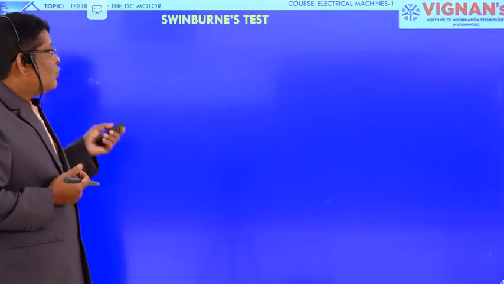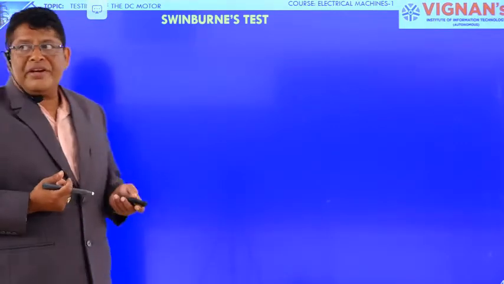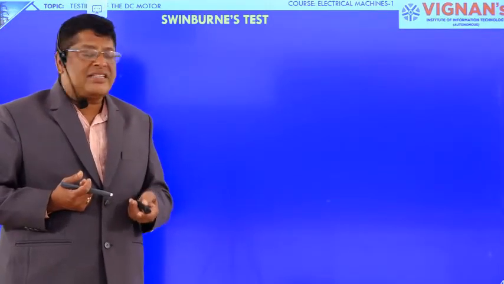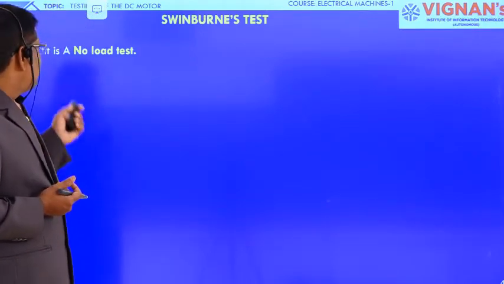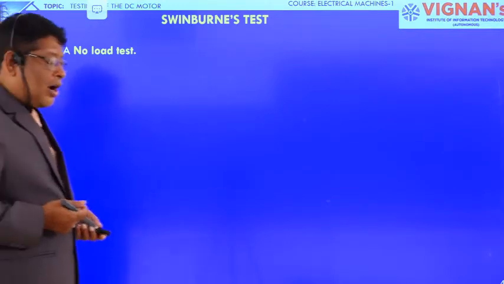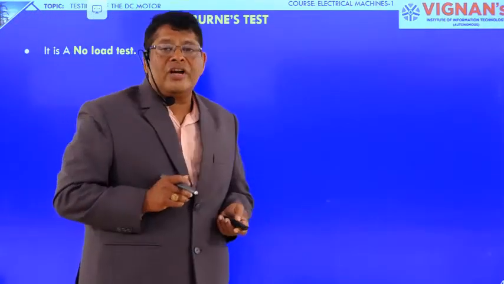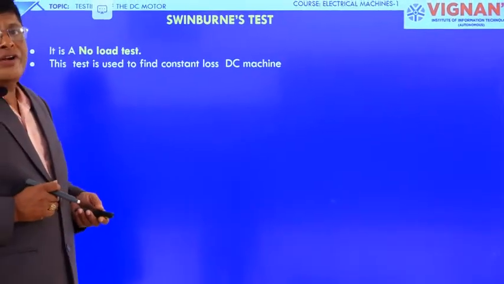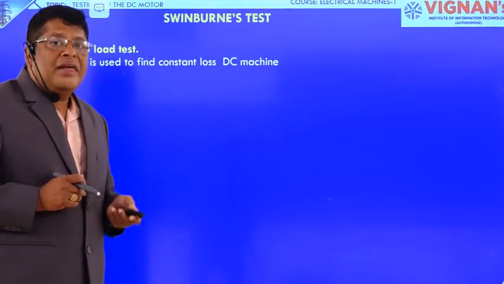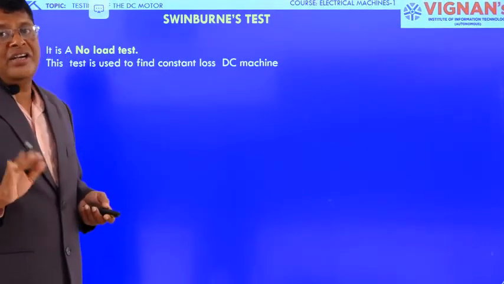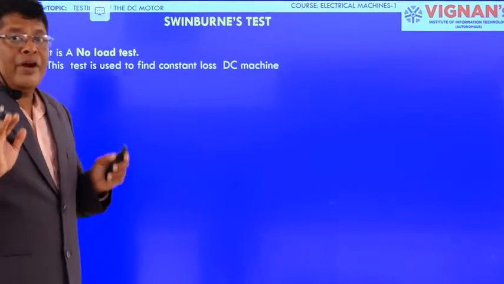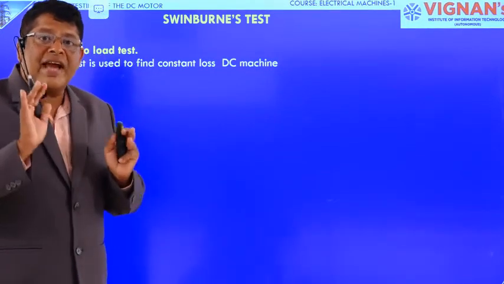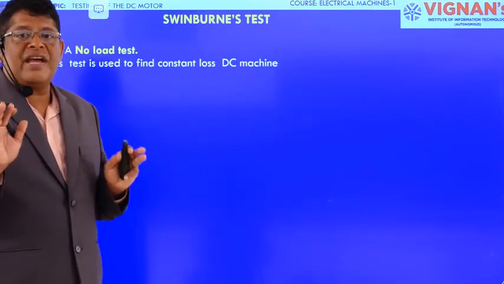Now we are going to see the Swinburne test. Remember, the Swinburne test is nothing but an indirect test. It is also a no load test. We do not apply any load on the DC motor. This test is used to find out the constant losses in a DC machine, that may be a motor or generator, whatever it is. But when you conduct this test, we operate that machine as a motor only.